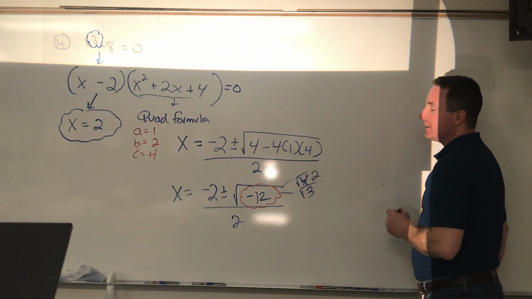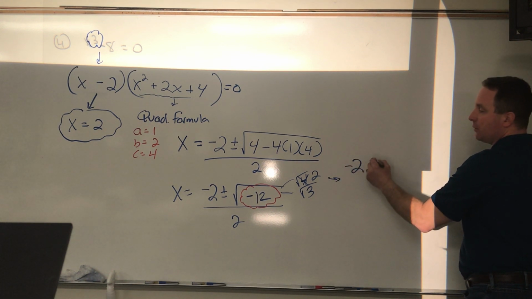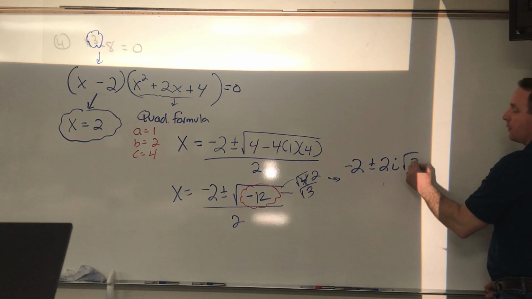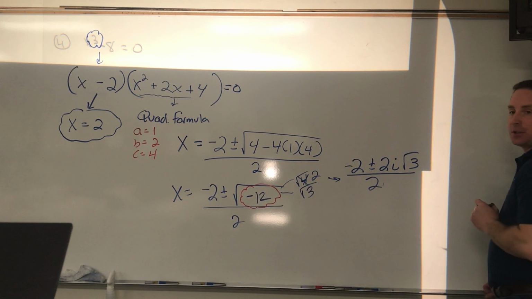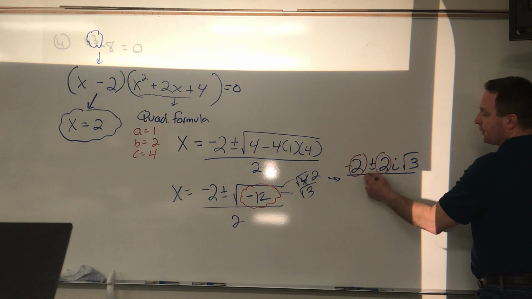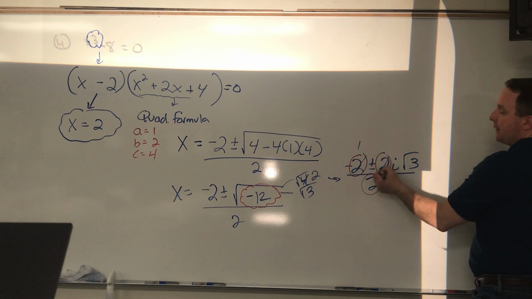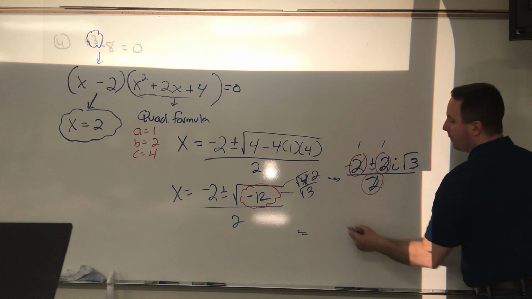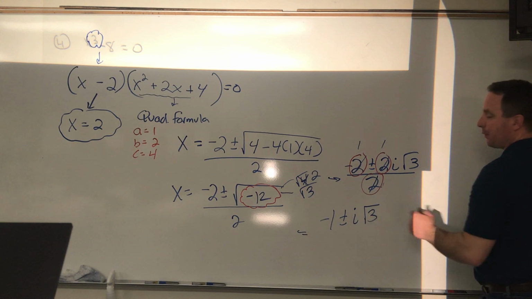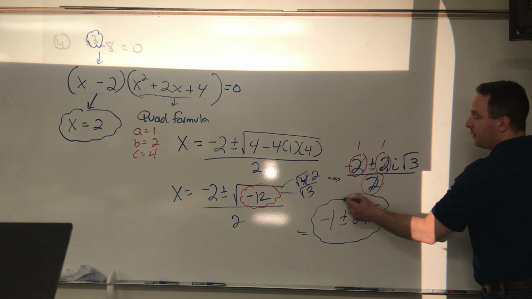The square root of 4 turns into a 2. So I'm going to have negative 2 plus or minus 2i, because of the negative, square root of 3, all over 2. And again, if I look closely, we've seen this a couple different times. Is there something that can go into all 3 of those big numbers? Yeah, I can divide them all by 2, and they turn into 1s. So ultimately what I get here is negative 1 plus or minus i square root of 3, and it's all over 1. You could put it over 1 if you wanted to, but otherwise there it is.